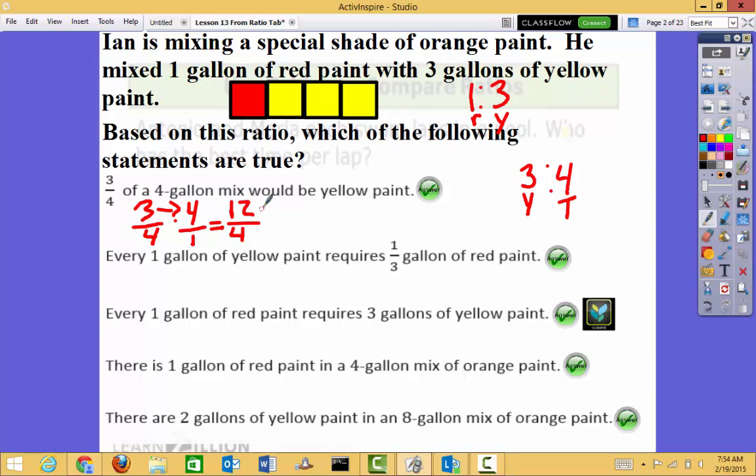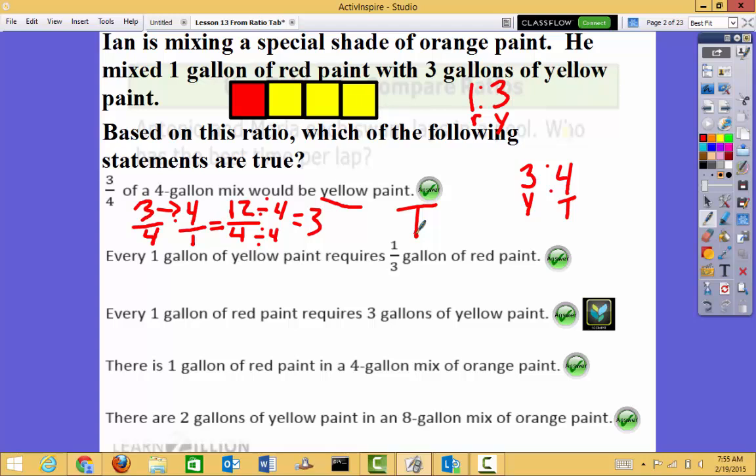And what does that reduce to? Well, I can divide the top and the bottom by 4. That's going to reduce to 3. Let's look at our picture right here. Here would be 4 gallons of paint. 1 gallon, 2 gallons, 3 gallons, 4. And 3/4 should be 3 of what color? Yellow. So 1, 2, 3. So that is correct. That is true.